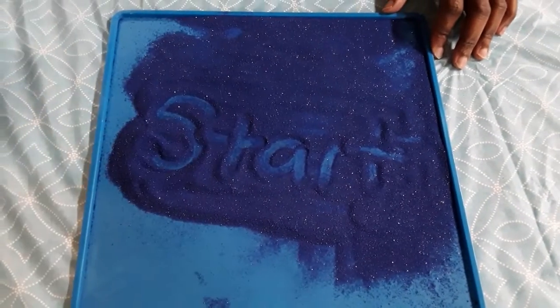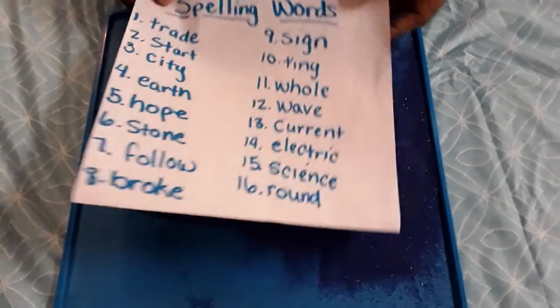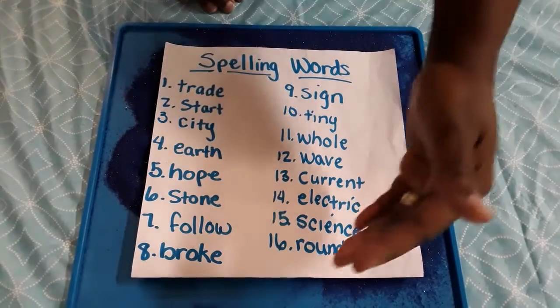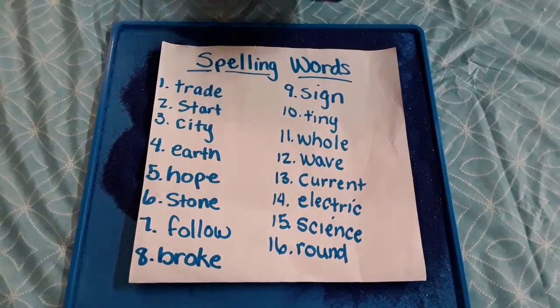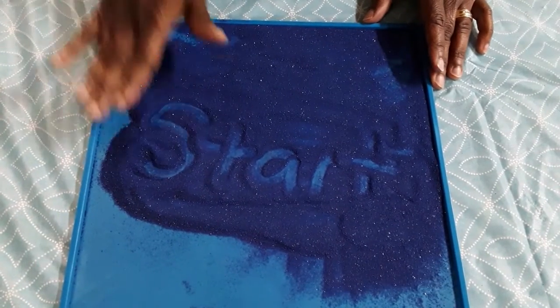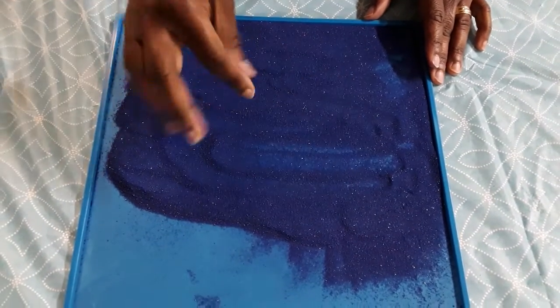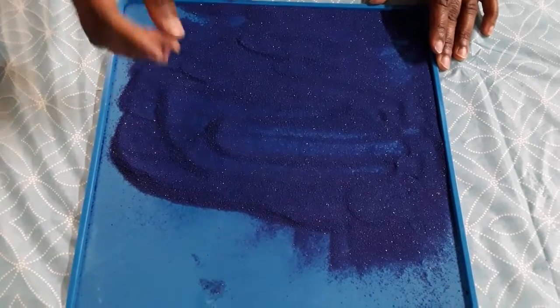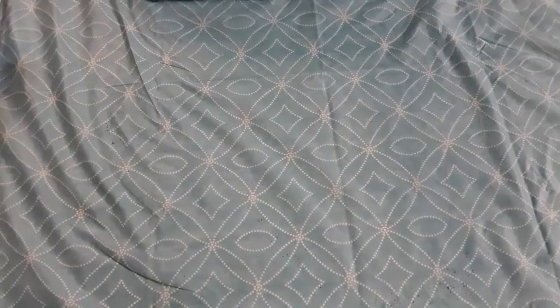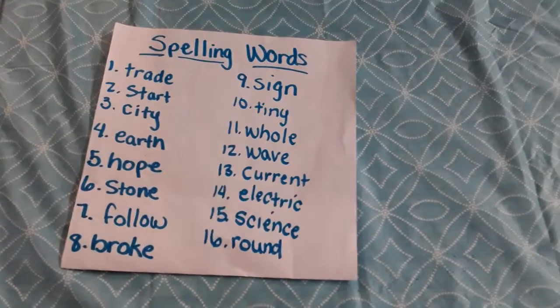Once the child is done with that, then they'll start the next one. Once they've completed the whole list, the activity is done. This activity is called Sandy Spelling, and it's a great activity for kids who like tactile things. Our next activity is called Handy Spelling.